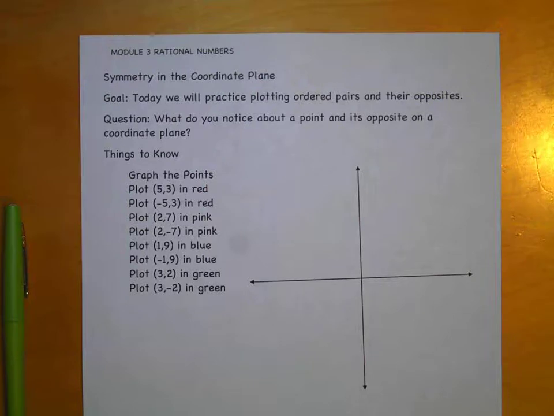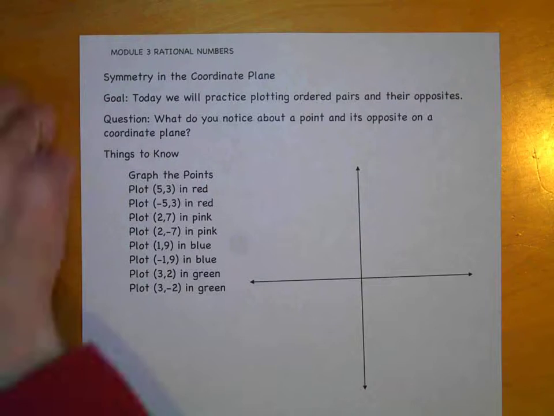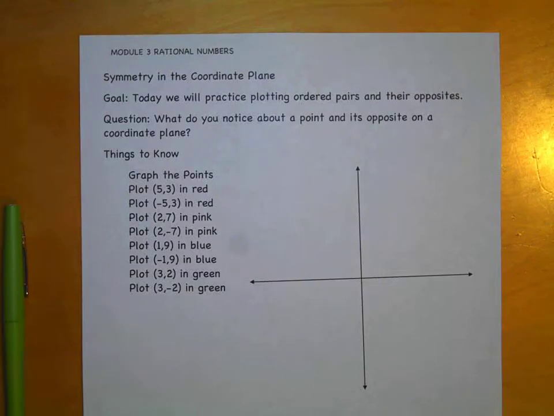Hello, math students. This is Module 3, Rational Numbers, and Lesson 10, Symmetry on a Coordinate Plane. And so the name of our lesson is Symmetry on a Coordinate Plane. Our goal for today: we will practice plotting ordered pairs and their opposites.